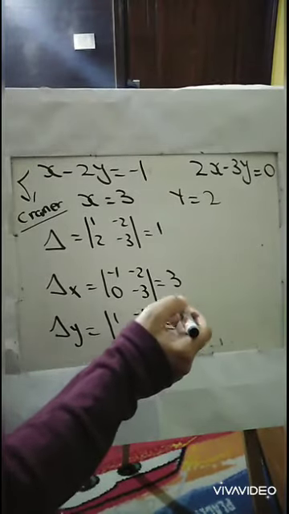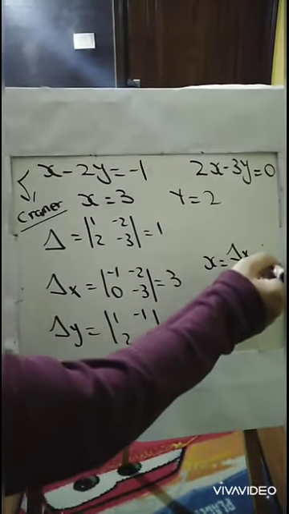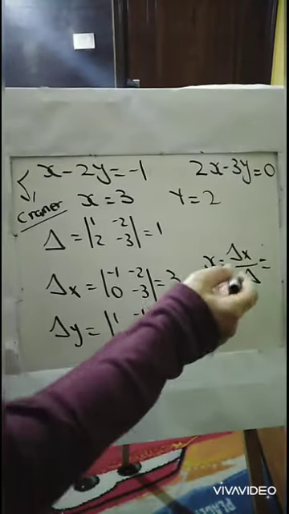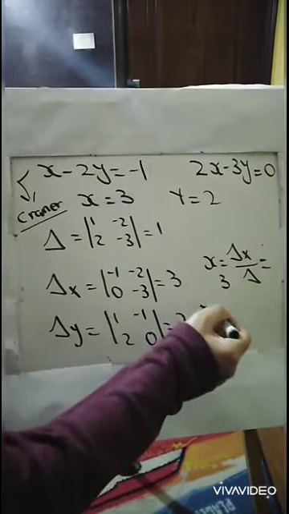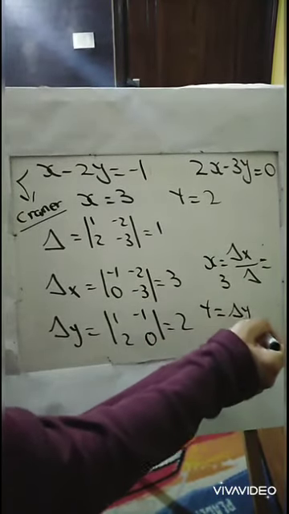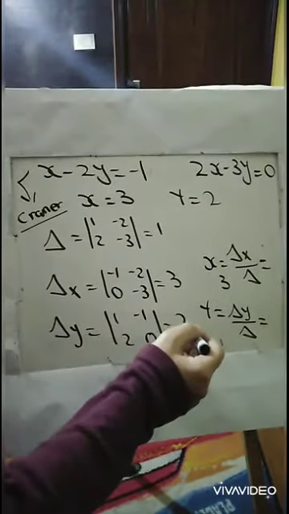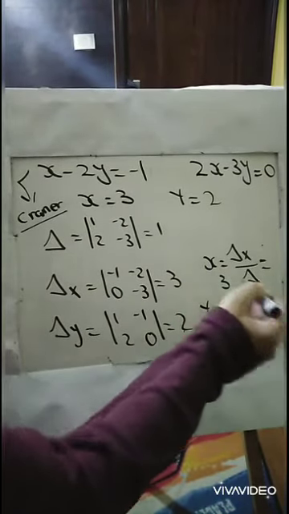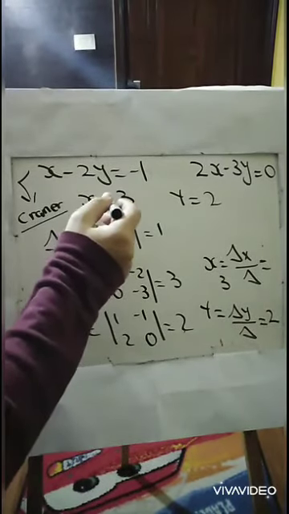So finally, x will be delta x over delta. This is the rule. So 3 over 1 will give you 3. And y will be delta y over delta, which is 2 over 1, will give you 2. So x equals 3 and y equals 2, and we got this result before from the calculator.